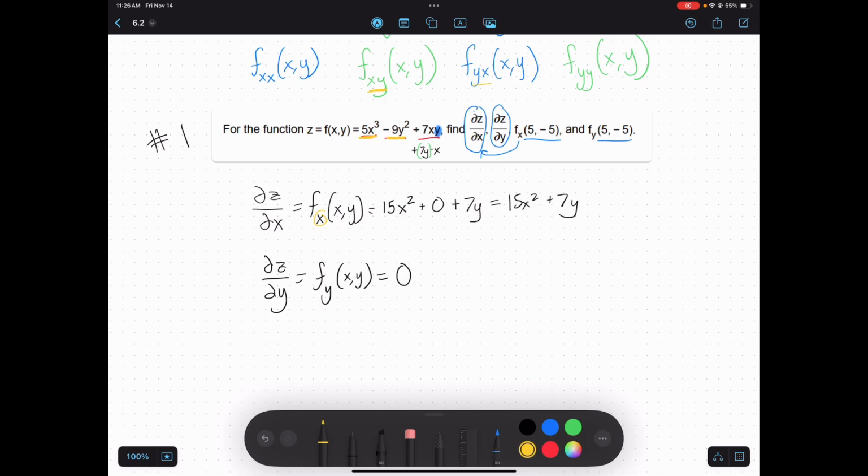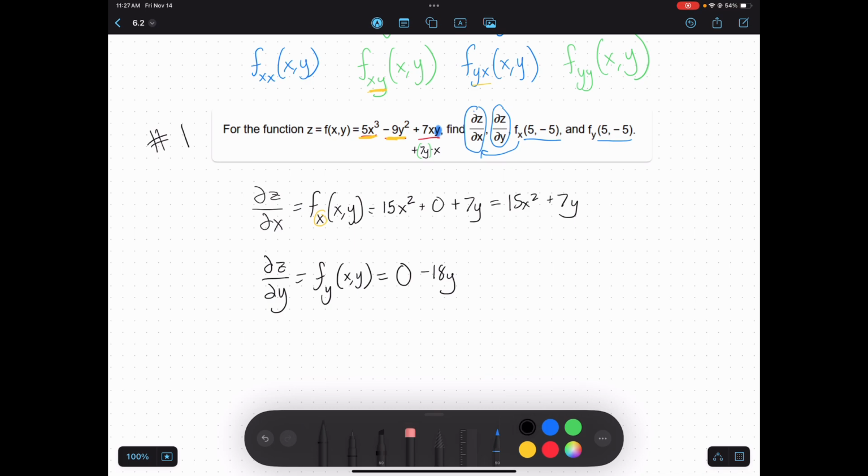Okay, next term is completely in terms of y. So I can just take the derivative of this normally. And I get negative 18y to the first, or just negative 18y. Notice how I don't have to use implicit differentiation here. I don't have to multiply this by a dy over dx or anything because y doesn't depend on x. It's completely independent.